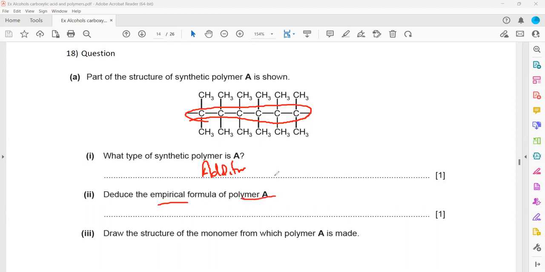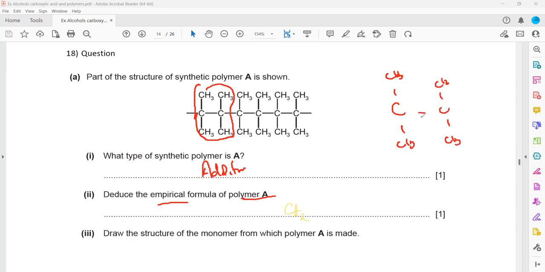Deduce the empirical formula of polymer A. Draw the structure of the monomer. How to identify the monomer? It won't be butene, because 6 carbons will be there, as you can see, so 6, hexene. It will be hex-2-ene or 2-methyl. For this one, how do you work it out? From the polymer, how do you work out the monomer? Just take the first 2 carbons in the structure, just take them and draw them as they are. Just draw as it is, and there's a double bond.